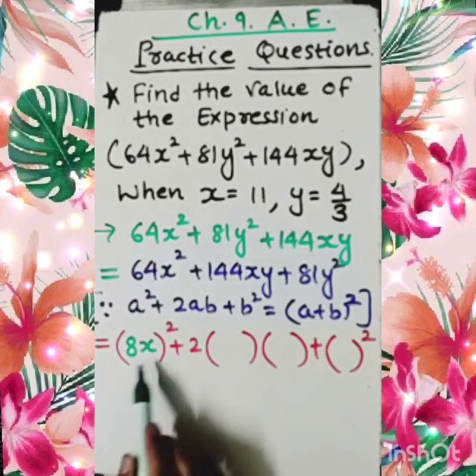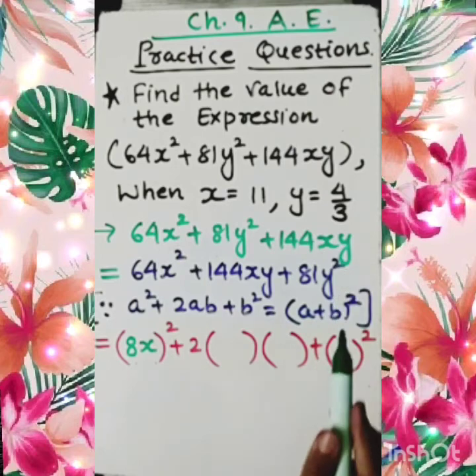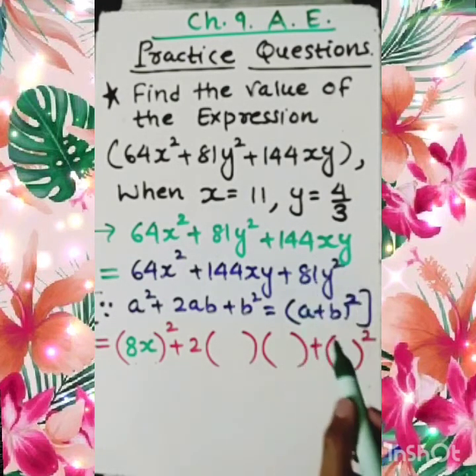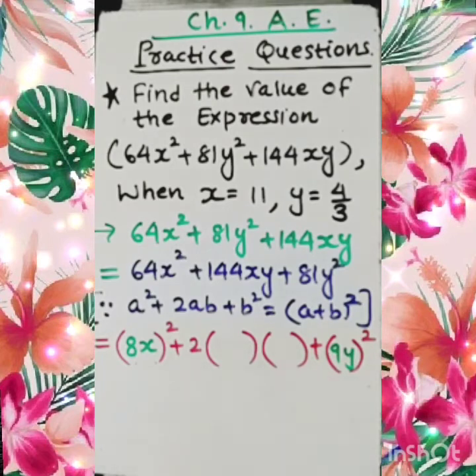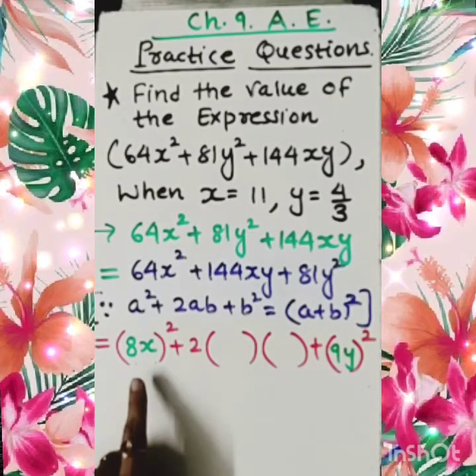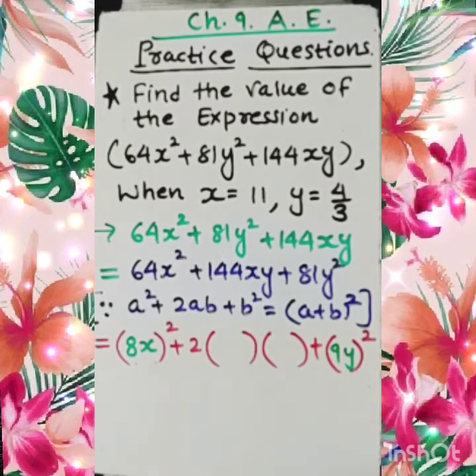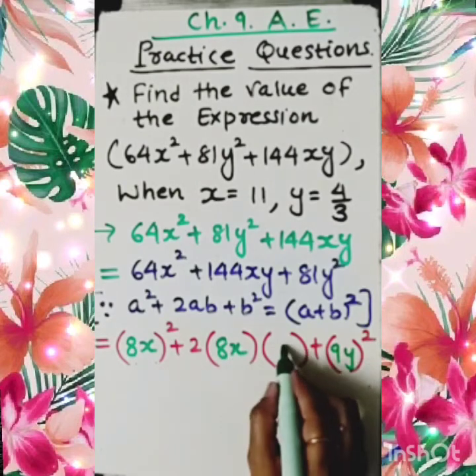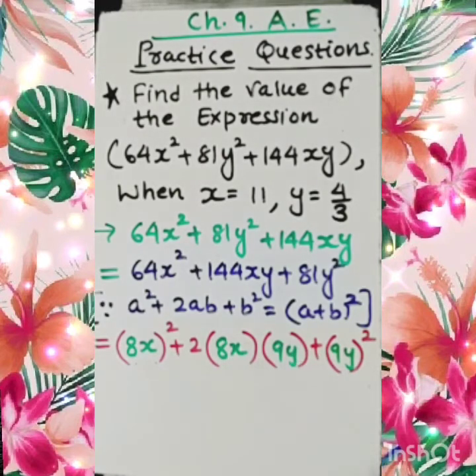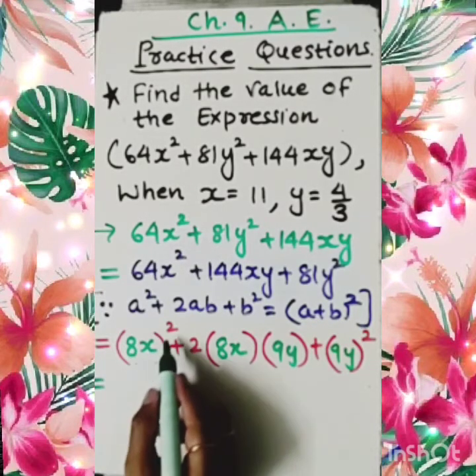Agree? Now 81y square. This is the square of which term? Sorry, which number? 81 is a square of 9. All of us know 9 nines are 81, and y square is a square of y itself. So we are comparing: as the first term, a equal to 8x, b equal to 9y. So I need to write here a equal to 8x and b equal to 9y. Clear to you? So next step, we need to mention 8x whole square.